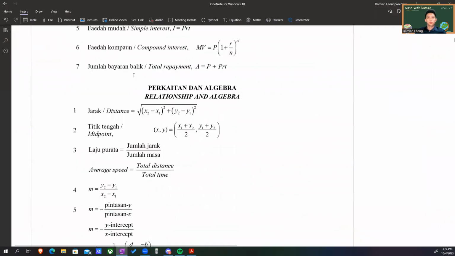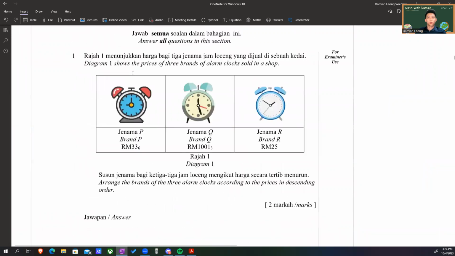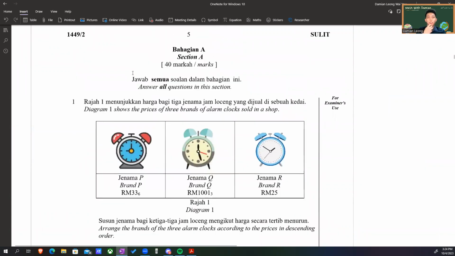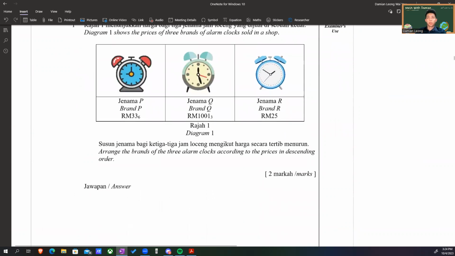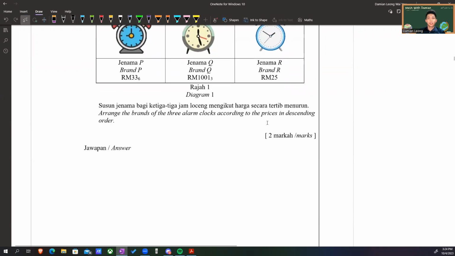If we look at question 1 in section A, the diagram here shows prices of three brands of alarm clocks sold in the shop. What I want to do is arrange the brands of the three alarm clocks according to the prices in descending order. You can see the prices given here are all in different bases. There is your base 6 and base 3, and the RM25, that would be base 10. So to compare everything, let's change everything to base 10.